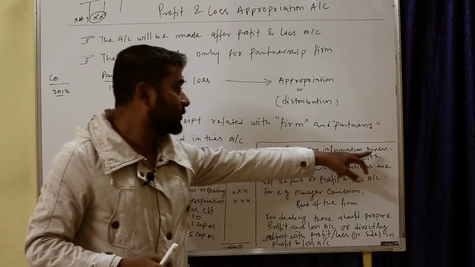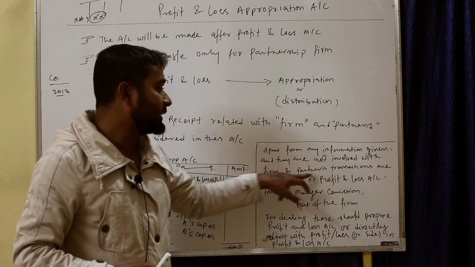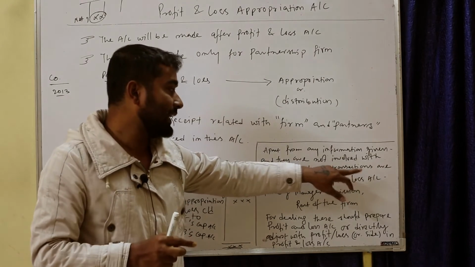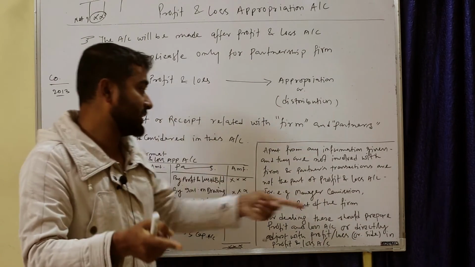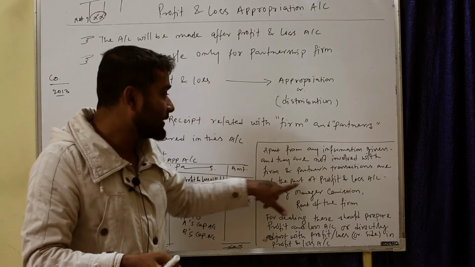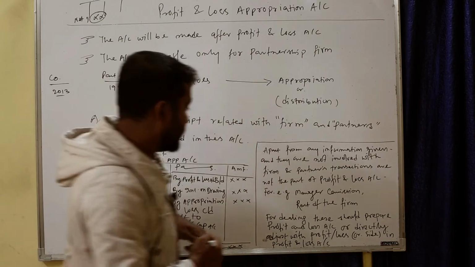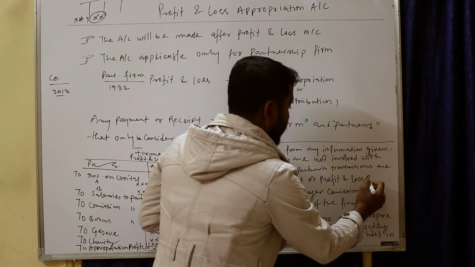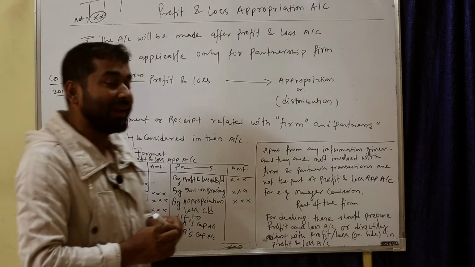Apart from this, any information given to you in the question that is not involved with the firm and the partners' transactions, that time it is not part of the profit and loss appropriation account. For example, manager commission.